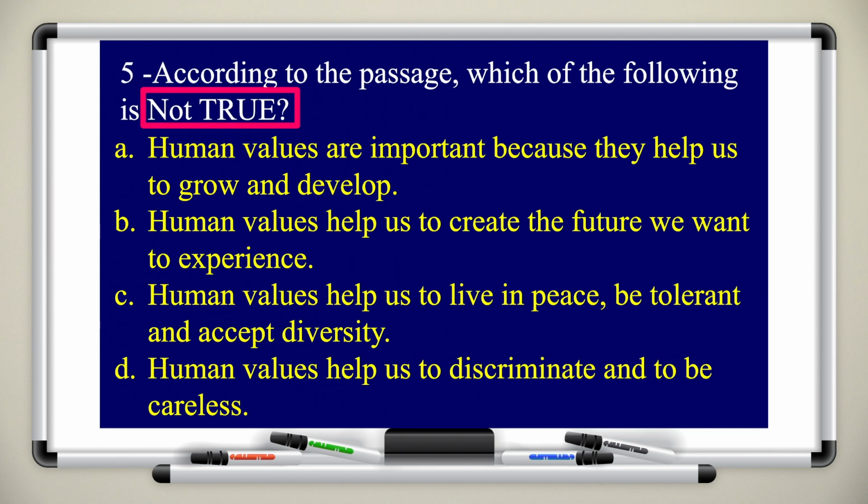Question 5. According to the passage, which of the following is not true? Which means there are three true and one of them is not true. Let's take a look at all of them. A. Is it human values are important because they help us to grow and develop? Is this not true? Or B. Human values help us create the future we want to experience? C. Human values help us to live in peace, be tolerant, and accept diversity? Or D. Human values help us discriminate and be careless? What do you think? Of course, it's D.